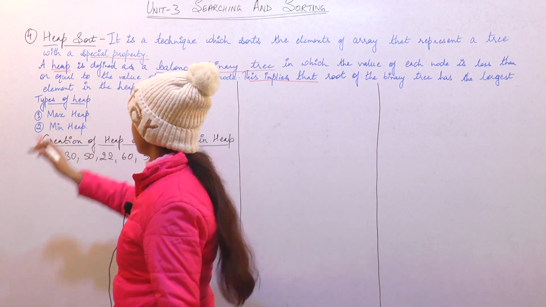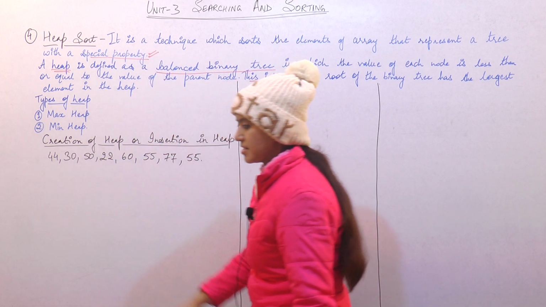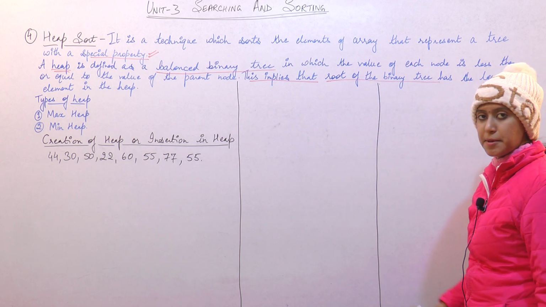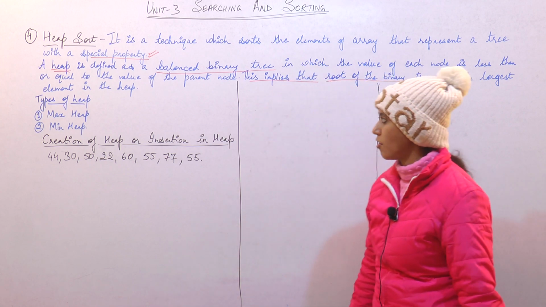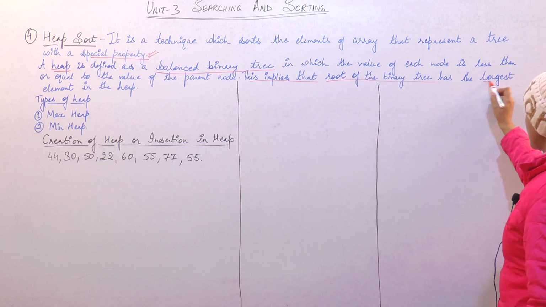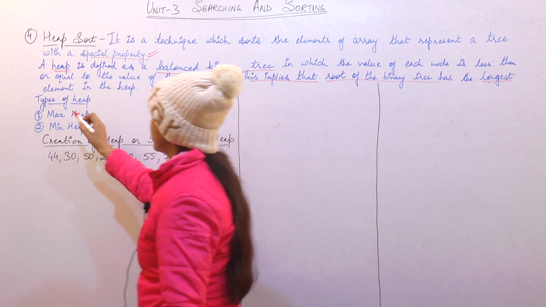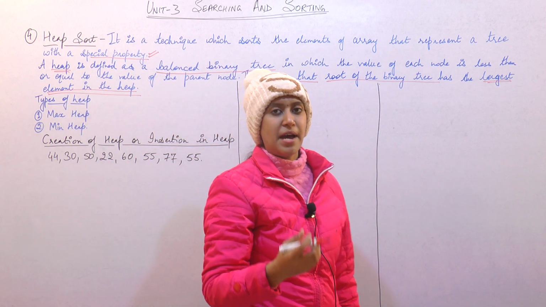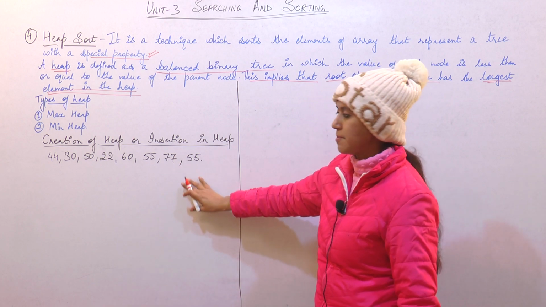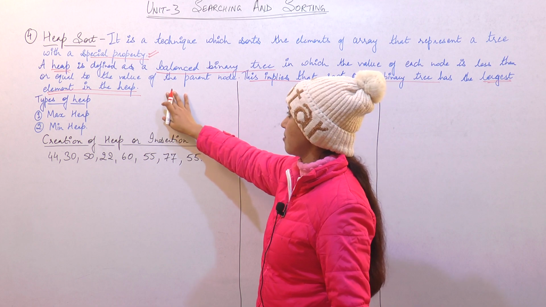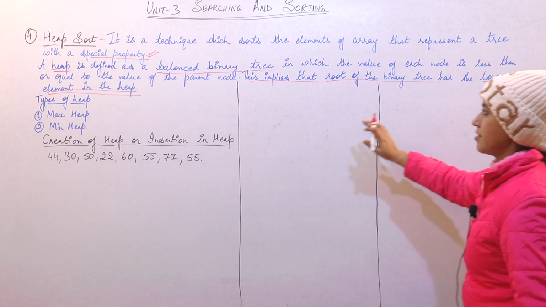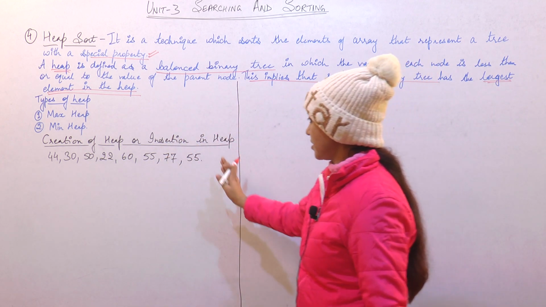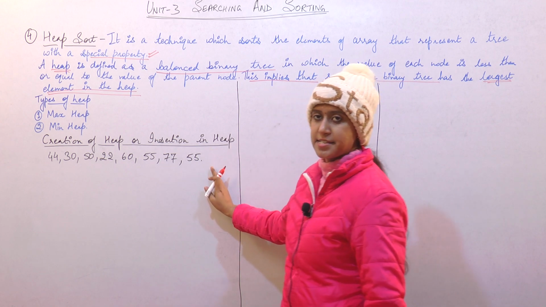So the special property we are talking about is that the root of the binary tree in heap sort will be the largest element in the heap. The largest element in the heap will be the root node of the binary tree which we will be creating using heap sort. We will study this property by solving this example.